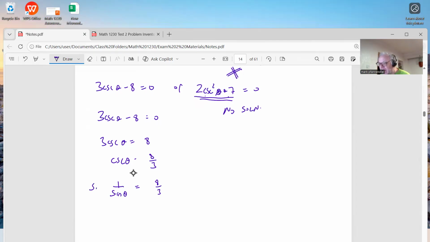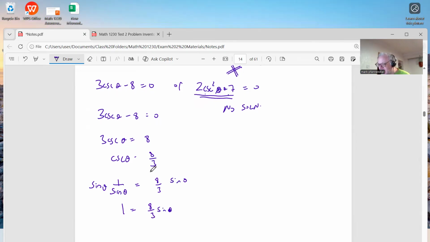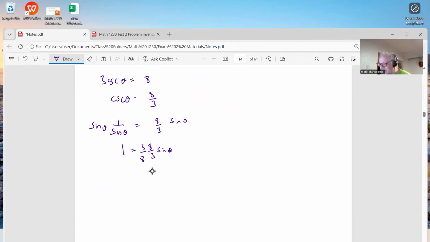And now we're going to multiply both sides by sine theta. So we have 1 is equal to 8 thirds sine theta, and then to get sine theta by itself, multiply both sides by 3/8. So we have sine of theta is equal to 3 over 8. This is not a ratio that you should know off the top of your head. This is not related to your unit circle. So theta is equal to the inverse sine of 3/8. We're going to have to go to the calculator for that.